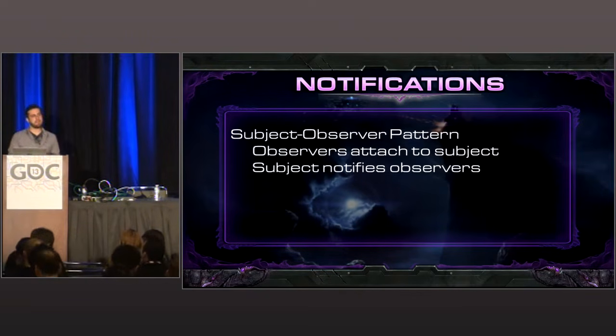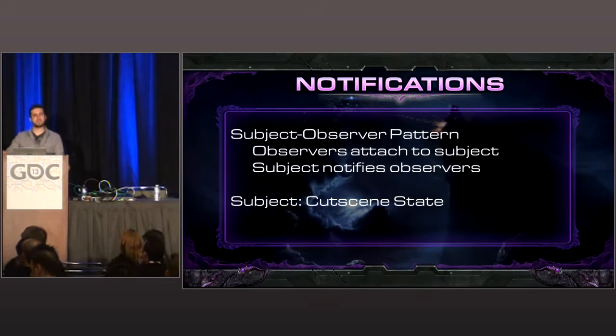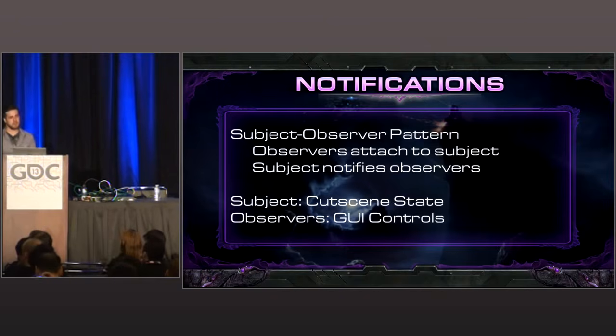The subject then, every time that changes, anytime something happens on the subject, you can send a notification to all of the observers. And so in this case, the subject is going to be the cutscene state, and the observers are going to be all of the GUI controls in the editor.